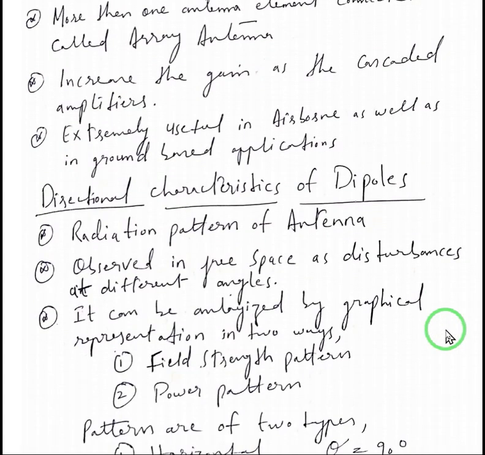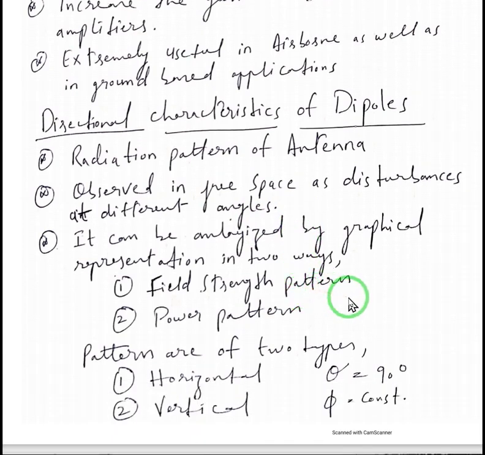Now, further we will discuss the directional characteristics of dipole, that is the radiation pattern of antenna, and other characteristics. Directional characteristics are also called the radiation pattern of antenna. They are observed in free space as disturbances at different angles. They can be analyzed by graphical representation in two ways, that is field strength pattern and power pattern. Both representations are the same as was discussed in the last chapter on antenna characteristics.